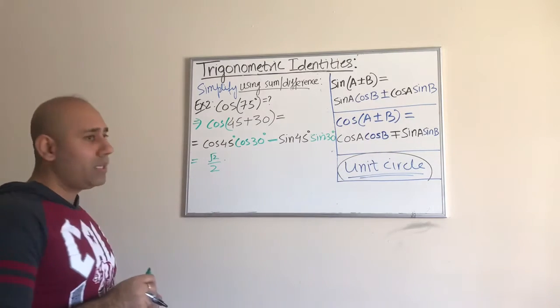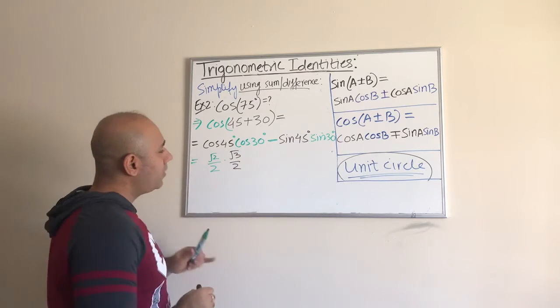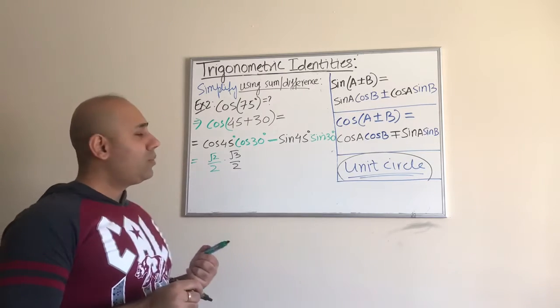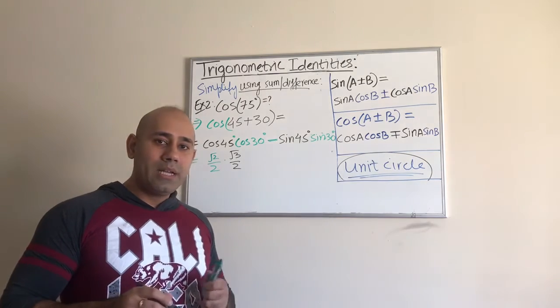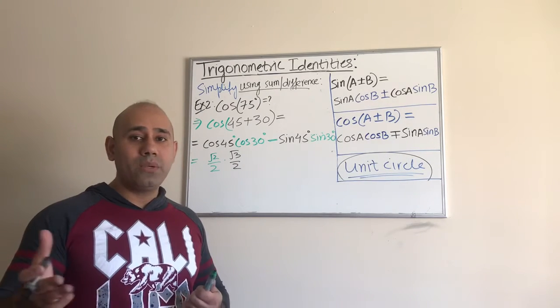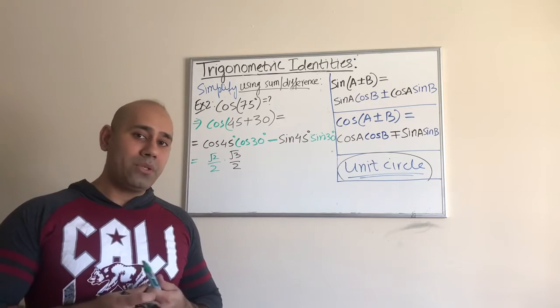What is cosine of 30? Cosine of 30 is radical 3 over 2. You can look that up on the unit circle, or you can try to remember it. Maybe later I will also show you a technique how to find these without looking at the unit circle. But I mean, most of the time I think you will have access to the unit circle. If not, guys, I'm going to show you a technique to actually evaluate it.